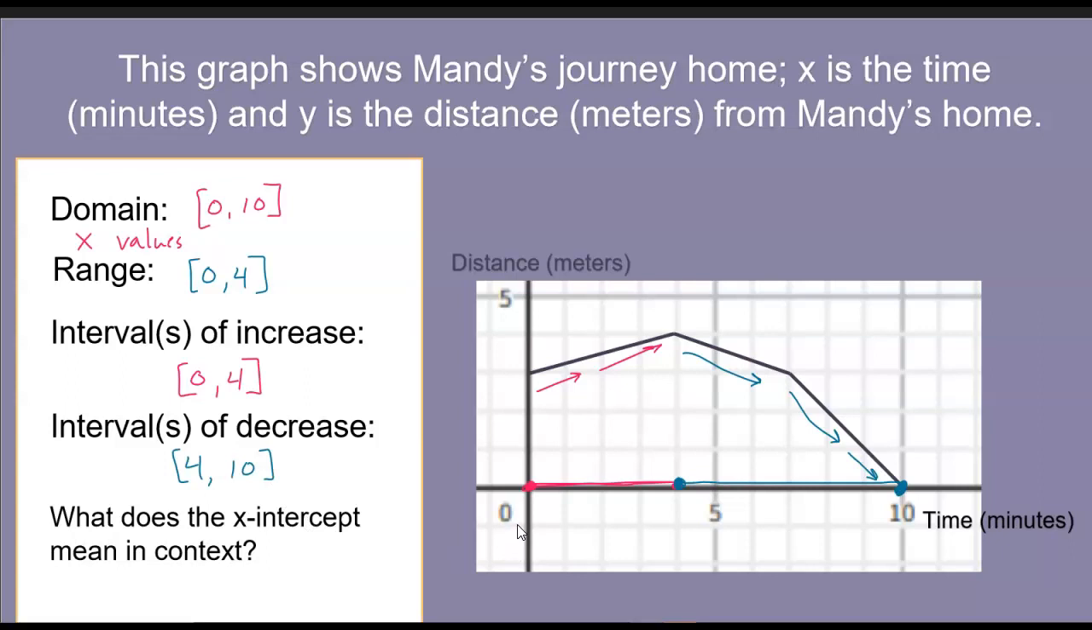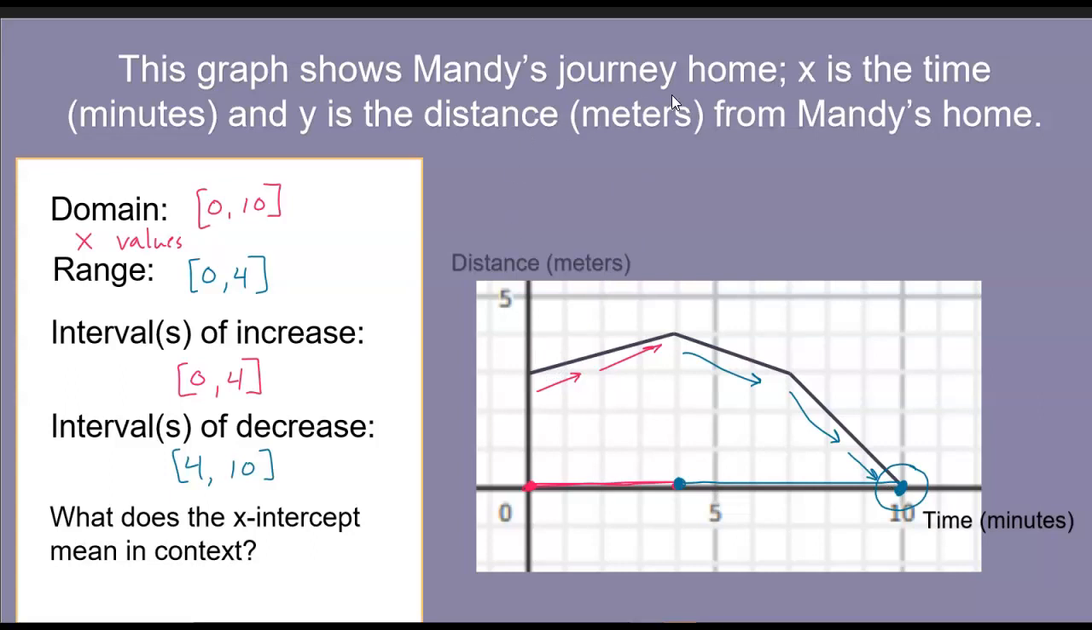And finally, what does the x-intercept mean in context? So what is the x-intercept, first of all, and then what does it mean in the story? The x-intercept is where our function crosses the x-axis, right there. Looks like it's at 10 minutes. The y value is going to be 0. So what does 10 minutes mean in this story? What happens at 10 minutes?